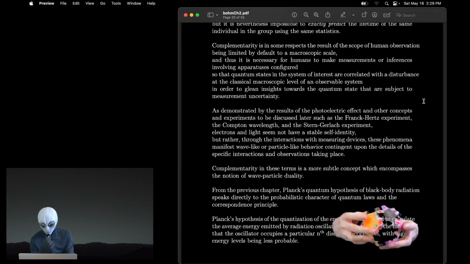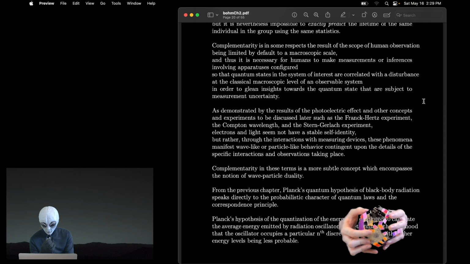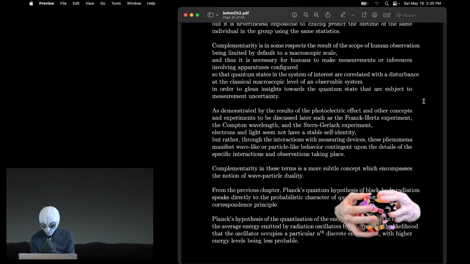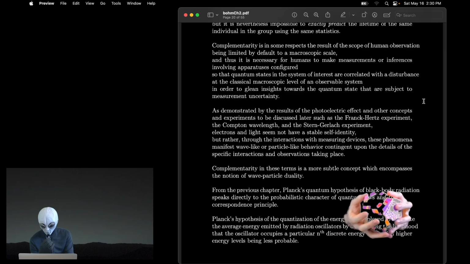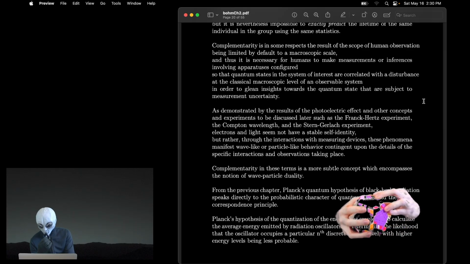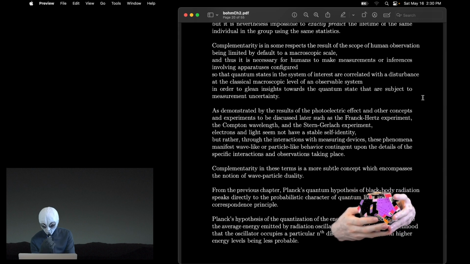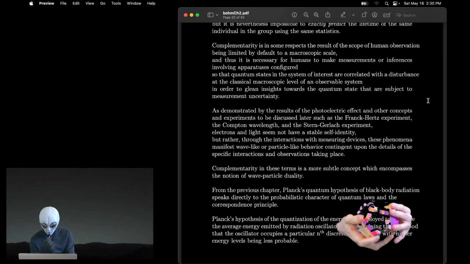Complementarity is in some respects the result of the scope of human observation being limited by default to a macroscopic scale, and thus it is necessary for humans to make measurements or inferences involving apparatuses configured so that quantum states in the system of interest are correlated with a disturbance at the classical macroscopic level of an observable system in order to glean insights towards the quantum state that are subject to measurement uncertainty.